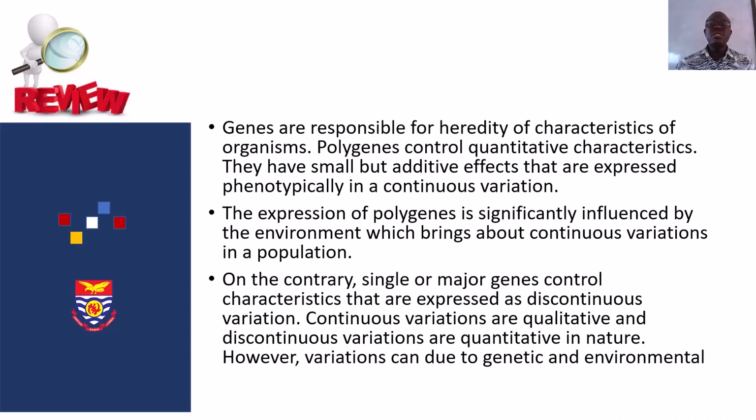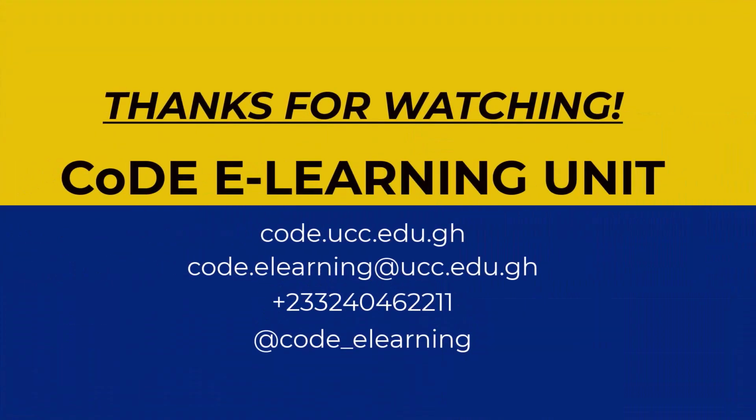In review, genes are responsible for hereditary characteristics of organisms. Polygenes control quantitative characteristics. They have small but additive effects that are expressed phenotypically in a continuous variation. The expression of polygenes is significantly influenced by the environment, which brings about continuous variations in a population. On the contrary, single or major genes control characteristics that are expressed as discontinuous variation. Continuous variations are quantitative and discontinuous variations are qualitative in nature. However, variations can be due to genetic and environmental factors.